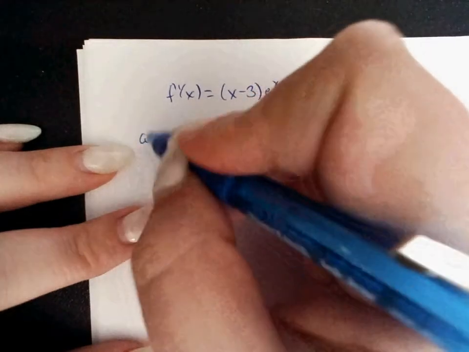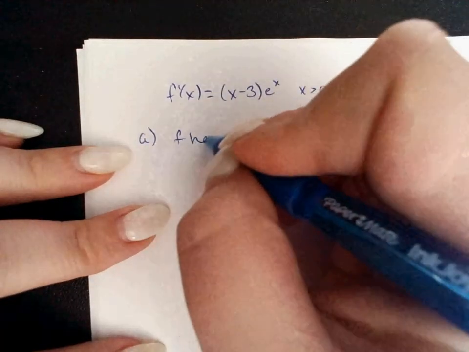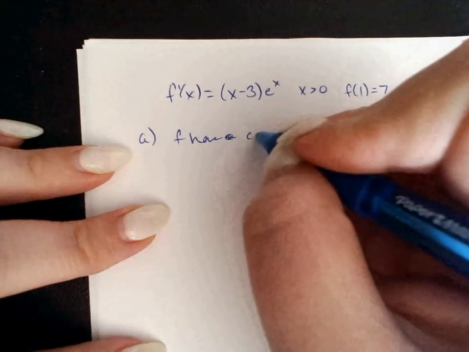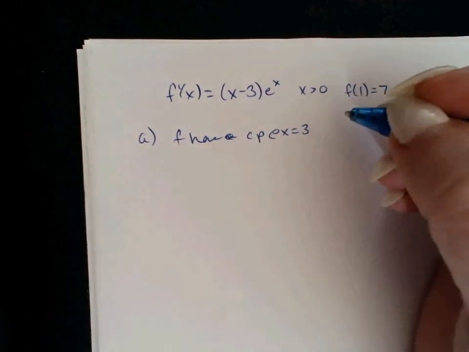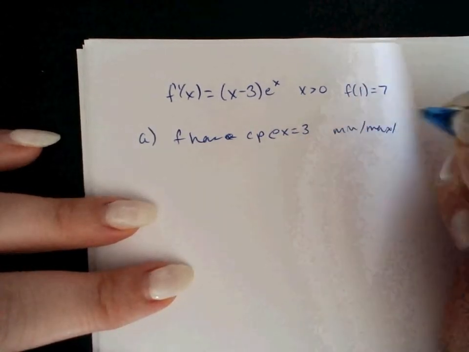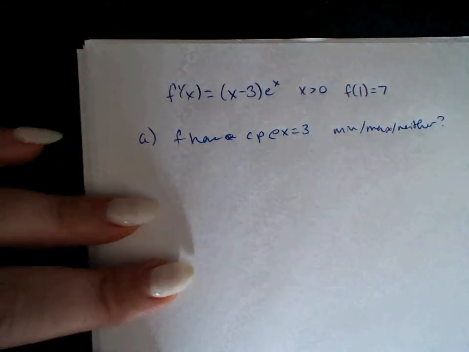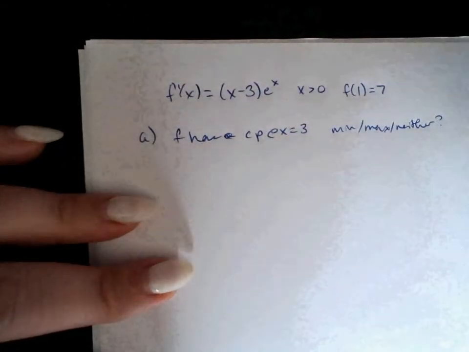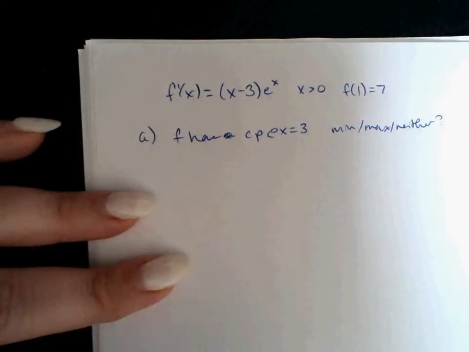The function f has a critical point at x equals 3. At this point, does f have a relative min, max, or neither? So min, max, neither. That's the question. Okay, so if I am looking at what I've been given, I've got f prime.